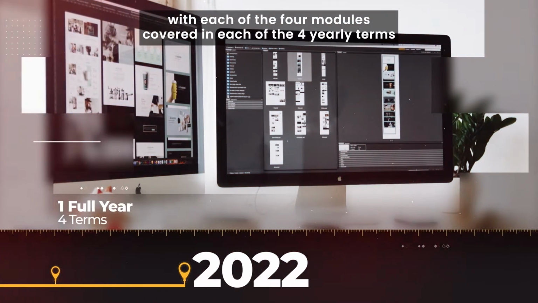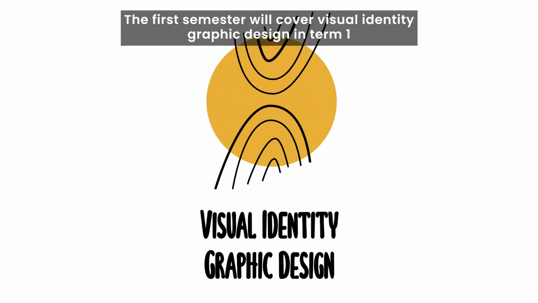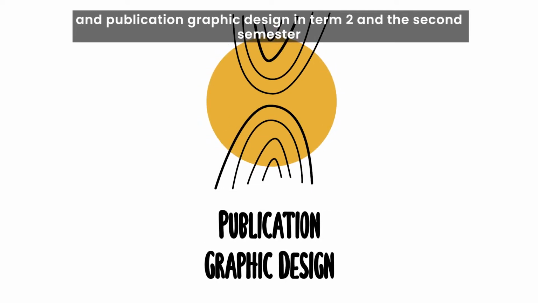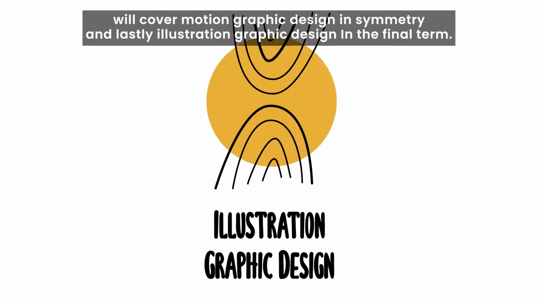The full course will run a duration of a school calendar year, with each of the 4 modules covered in each of the 4 yearly terms. The first semester will cover visual identity graphic design in term 1 and publication graphic design in term 2. And the second semester will cover motion graphic design in term 3 and lastly illustration graphic design in the final term.